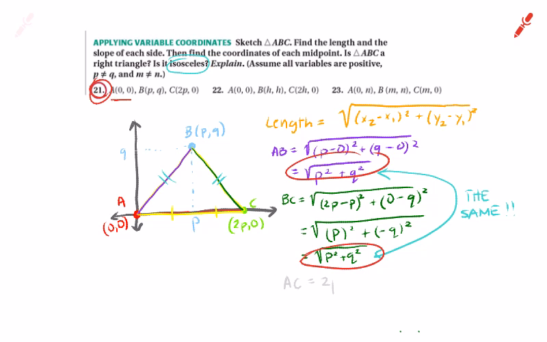So we've already answered the first part up here. We have an isosceles triangle. AC is easy, it's just 2P. And the reason we know it's 2P is literally because it's on the x-axis, and this is 2P from 0.